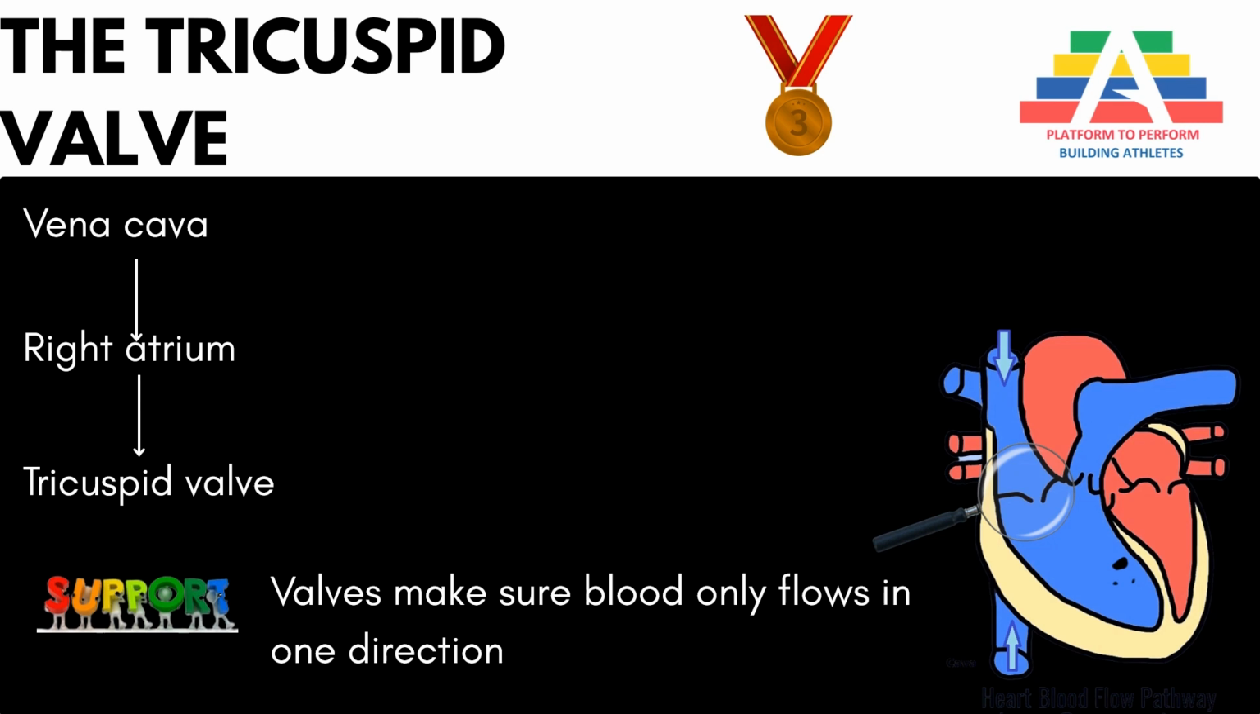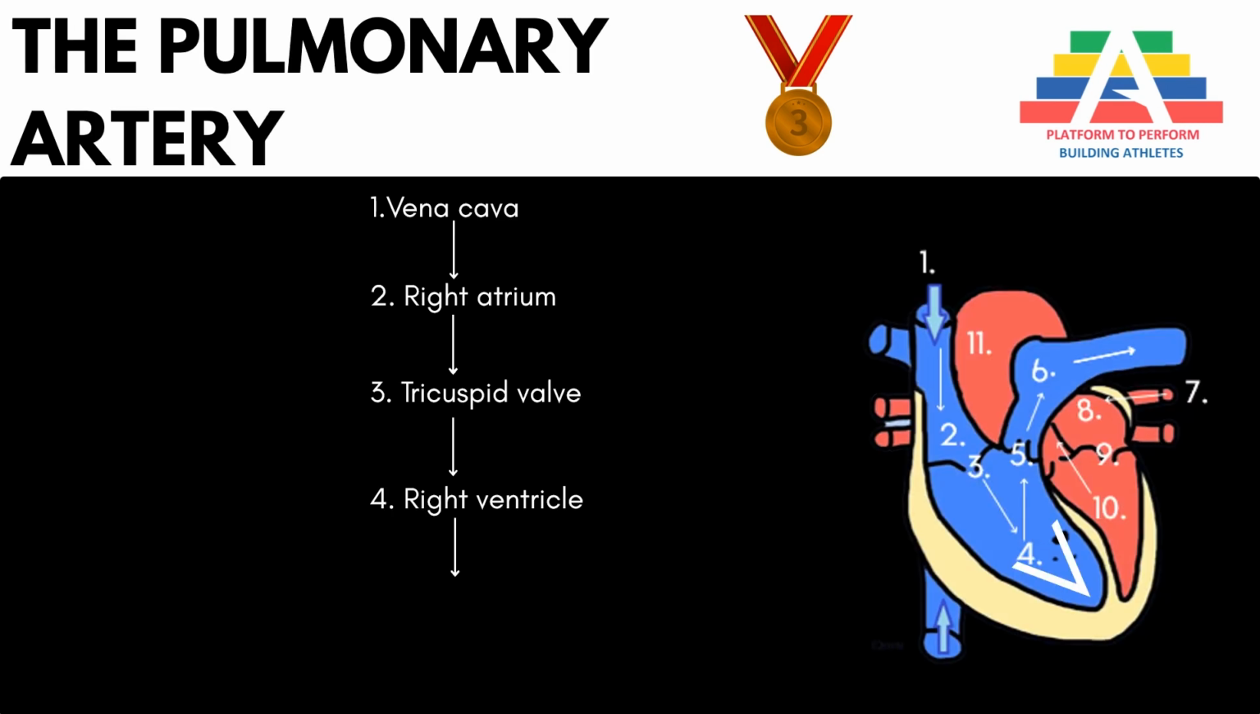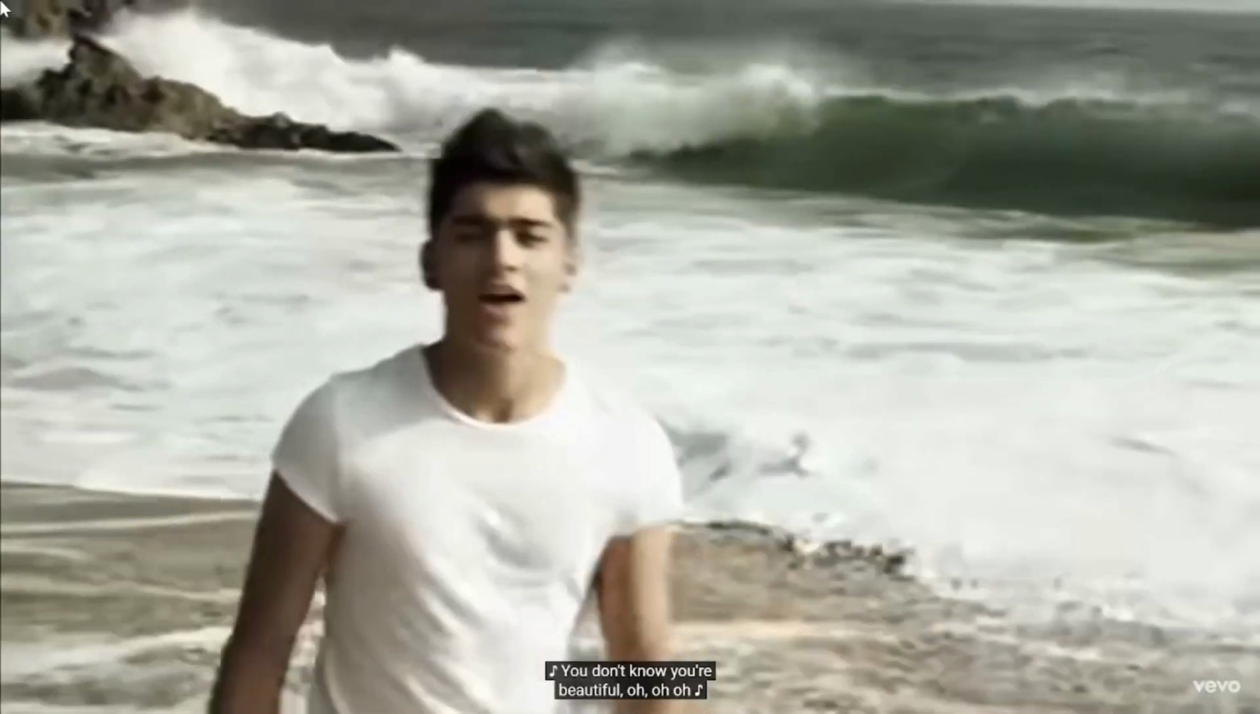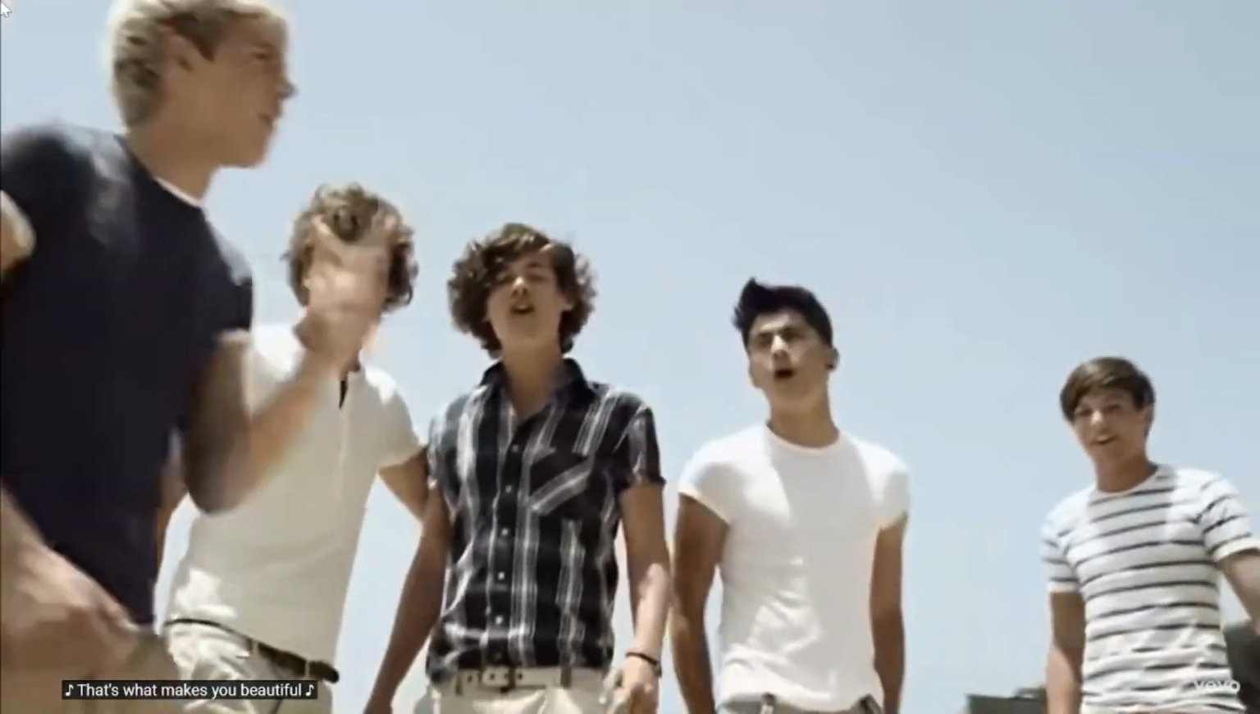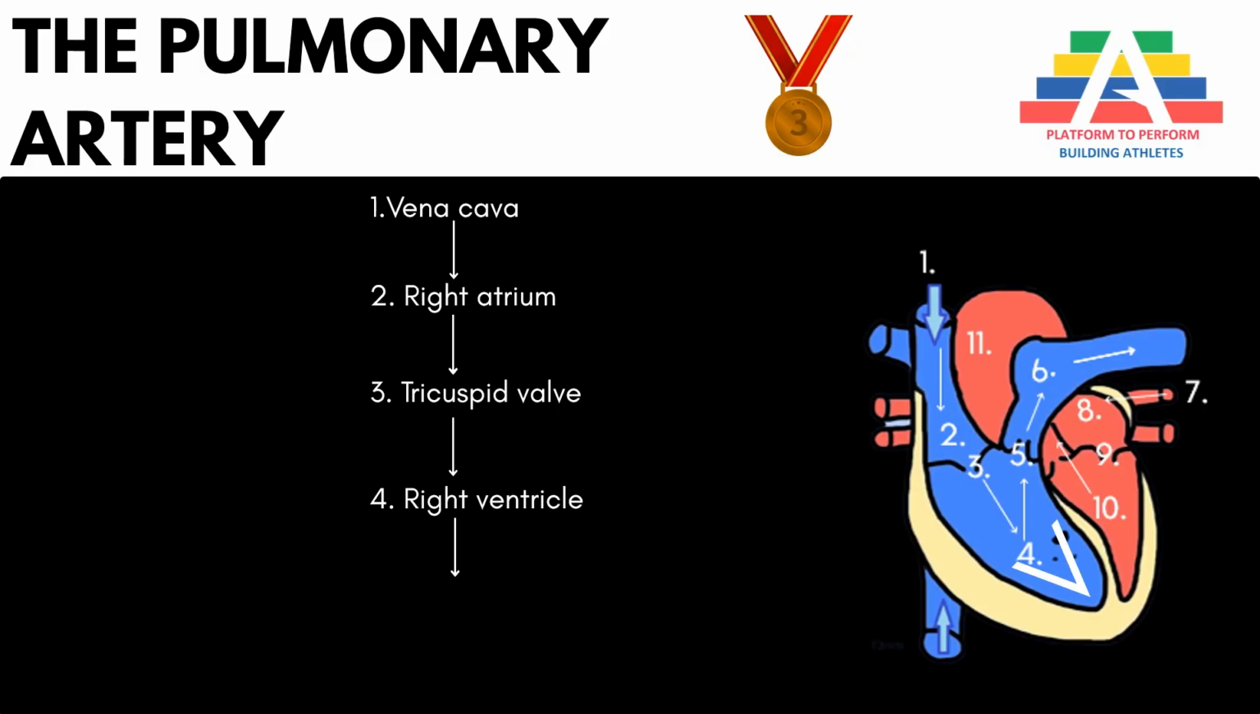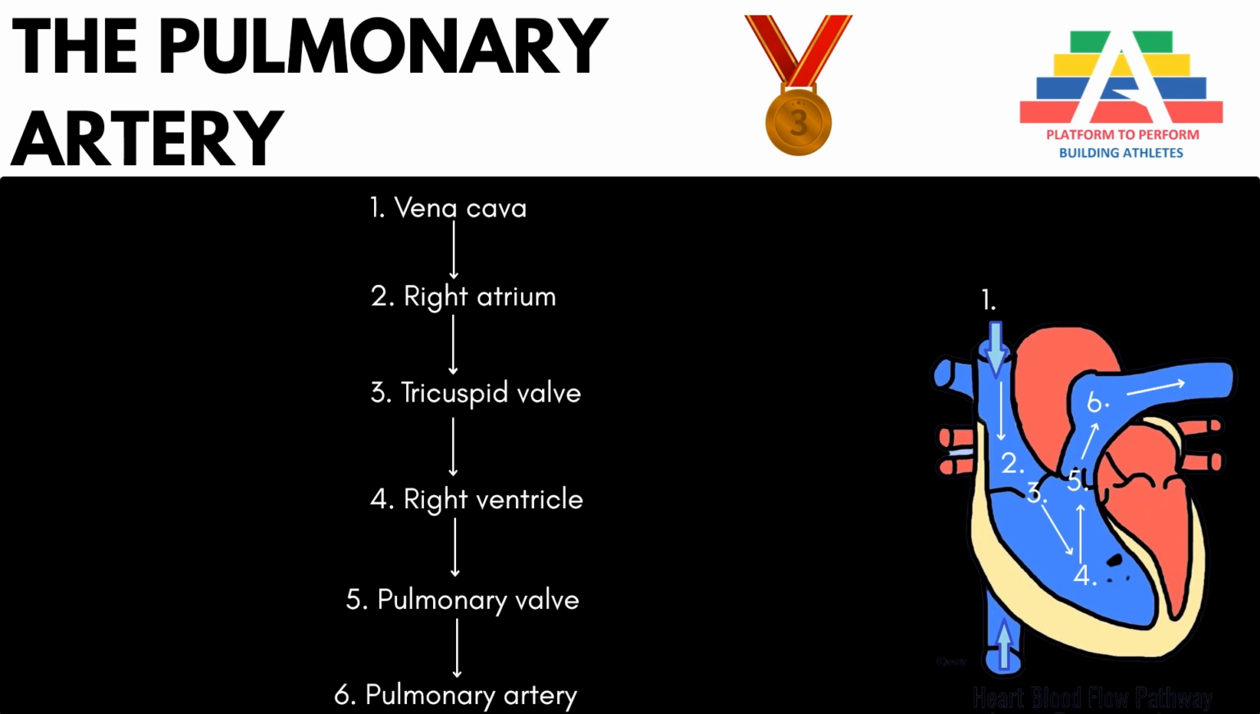Remember, the importance of valves is to ensure that blood only flows in one direction. We don't want blood flowing back down the body, so to speak. After the right ventricle, we have the pulmonary valve and the pulmonary artery.